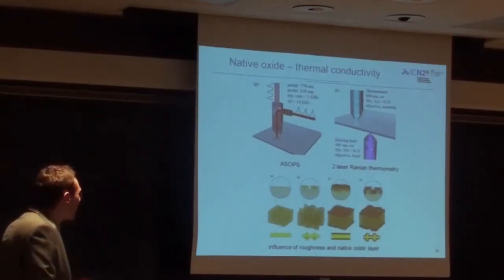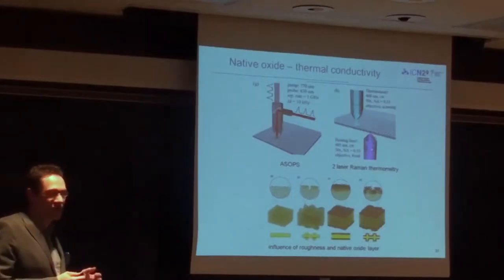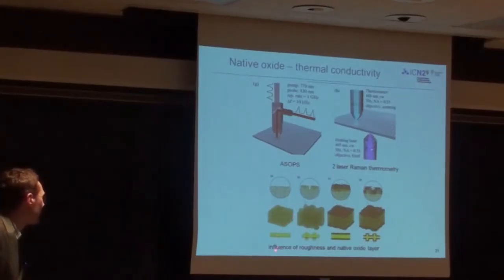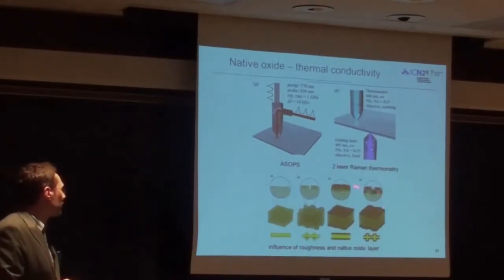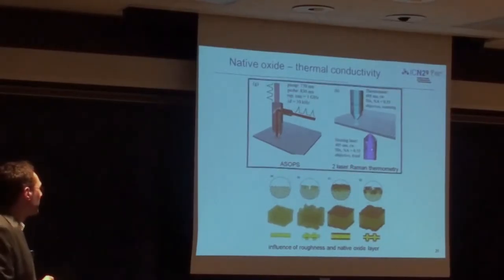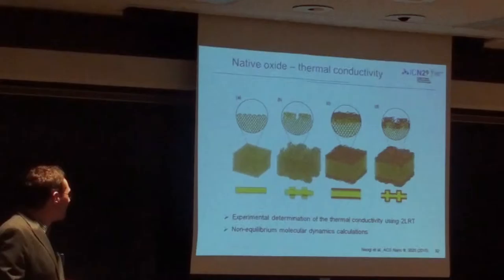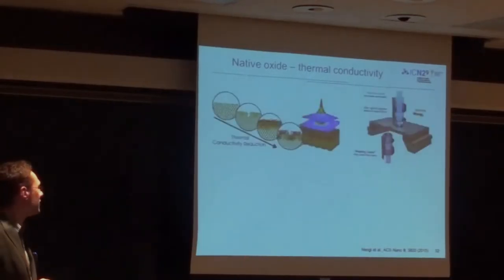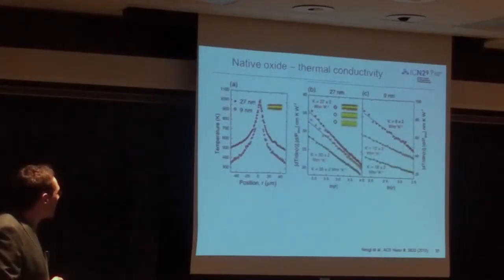So another thing that is somehow related with this is the influence of the native oxide. So what we've tried to do here is to consider roughness and also the influence of the oxide itself, again by ASOPS and two-laser Raman thermometry. And this is basically combined with non-equilibrium MD calculations. So let's start with the thermal properties.